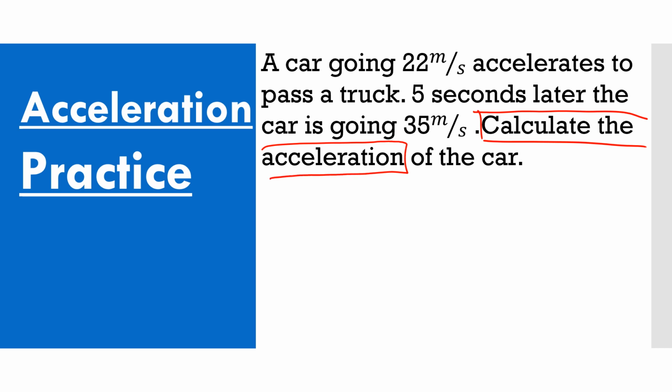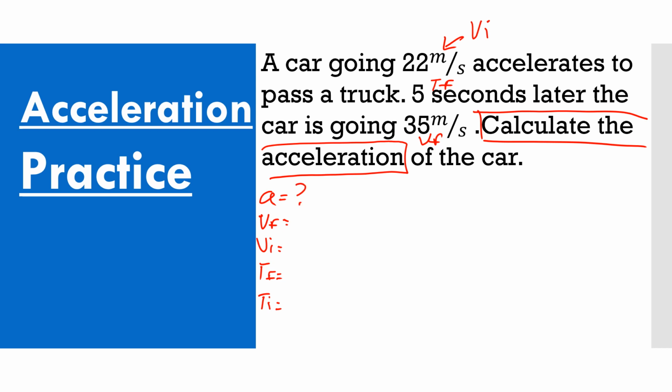So right here, car going 22 meters per second accelerates, so we are going to put this in as our velocity initial. 5 seconds later, so here's our time final. And now it's going 35 meters per second, so that's our velocity final. Once again, we don't have a time initial specifically stated, so we're going to assume that the time initial is 0. So I'm going to put this over here: acceleration, velocity final, velocity initial, time final, time initial.